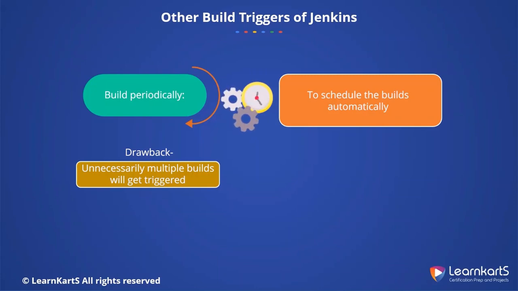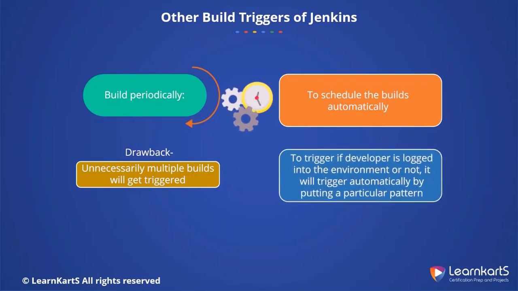But if you feel like using this option, you can schedule the builds during the night, at 12 o'clock or 1 o'clock or some odd timings where you are not available to trigger the builds. That's where you can easily configure this. It will help you trigger irrespective of whether you are logged into Jenkins or not, it will trigger automatically. You just have to put a particular time pattern here.